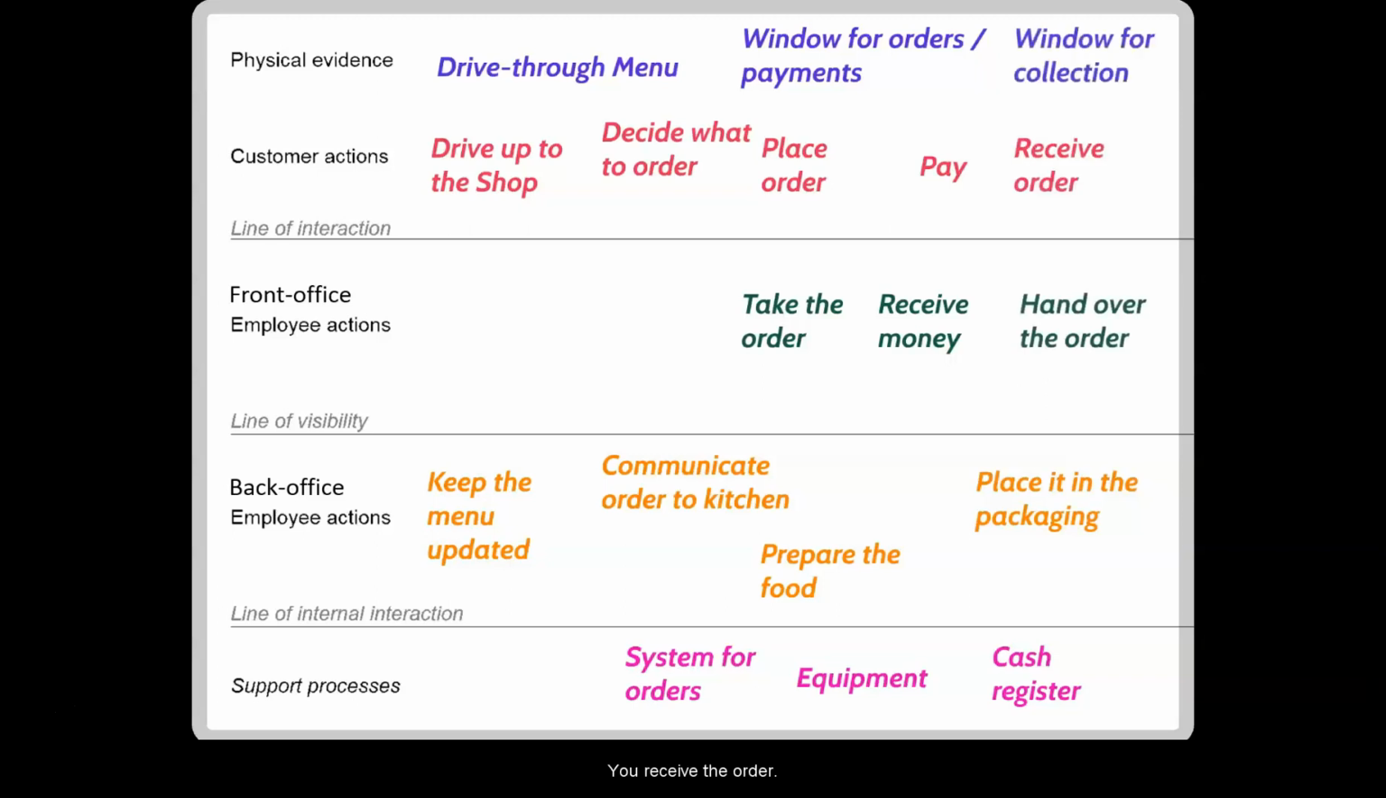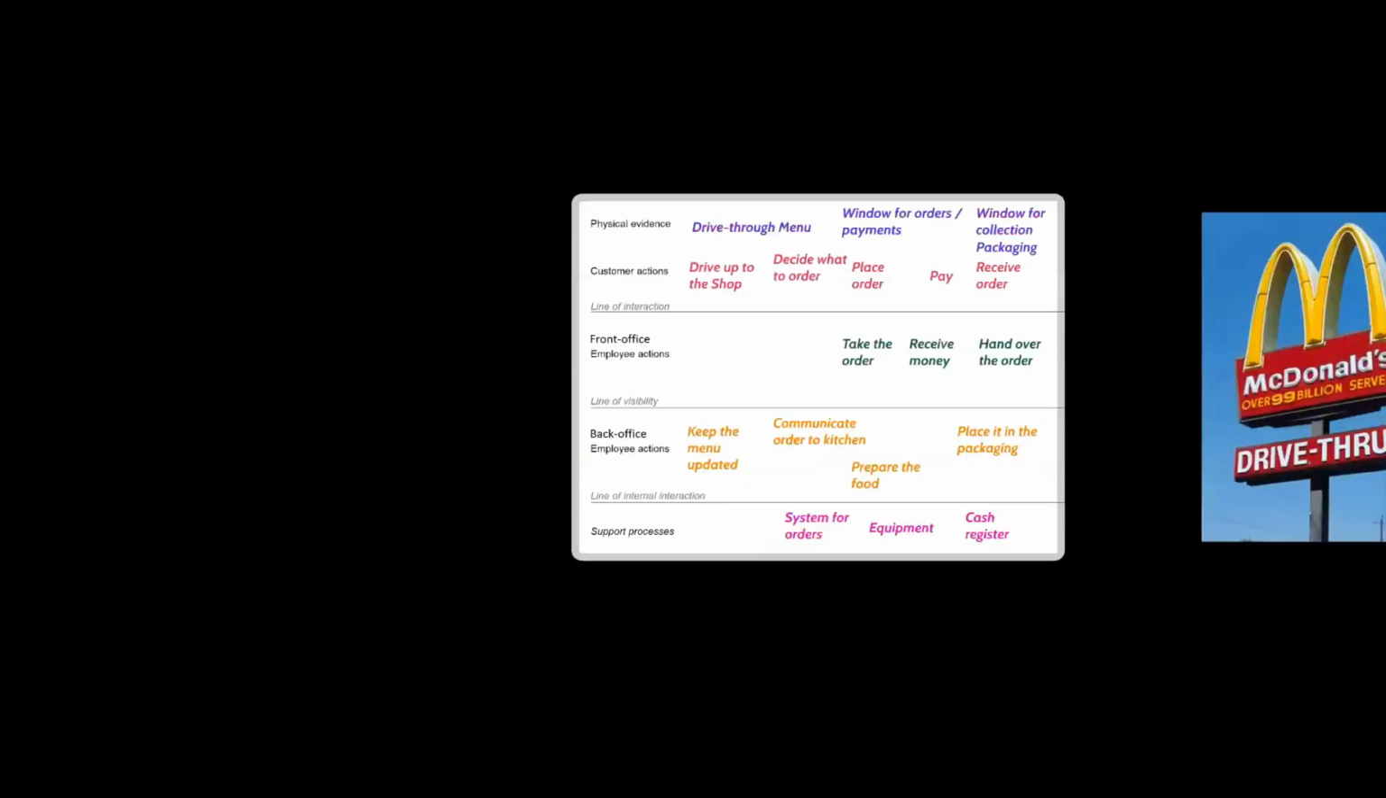You receive the order, and then there's a window for collection. Also, the packaging is physical evidence, and so is your payment slip or your invoice. And that's an example for McDonald's in terms of the service blueprint. On Ifundi, I will post a link on the difference between a customer journey and a blueprint, so you can see that those are interrelated but two different or separate concepts.